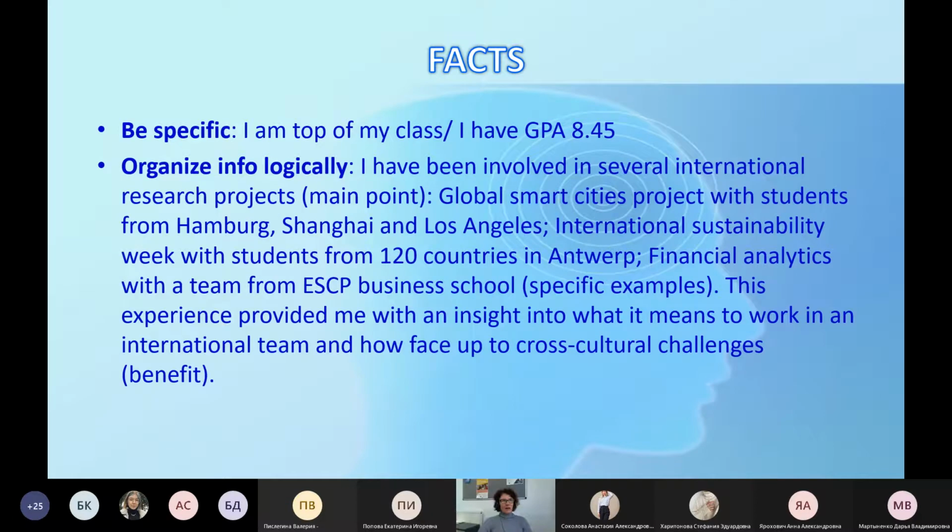So to make a letter unique and memorable, you have to be specific. That's the first thing. You have to provide facts, right? Because without facts, all the letters will look exactly the same. So how do you provide facts? First of all, you're trying to be very specific. I'm top of my class. I have GPA 8.45. I have taken classes in, and you just name particular classes.